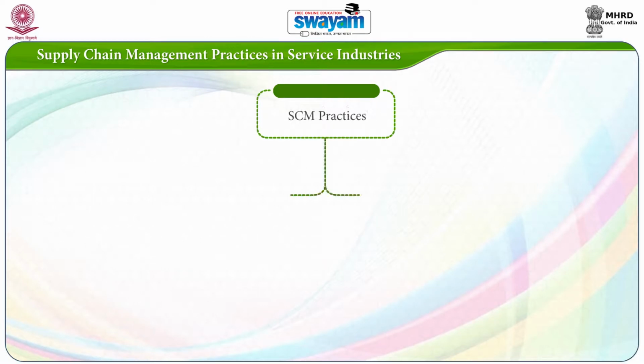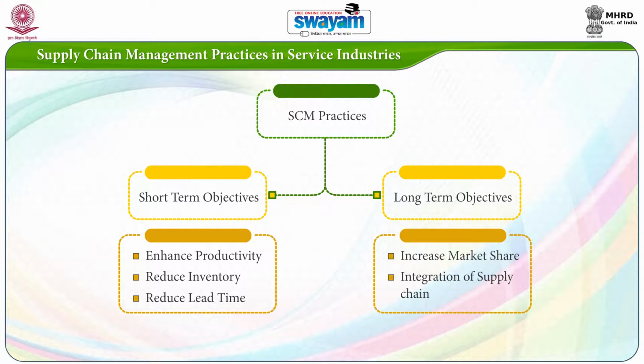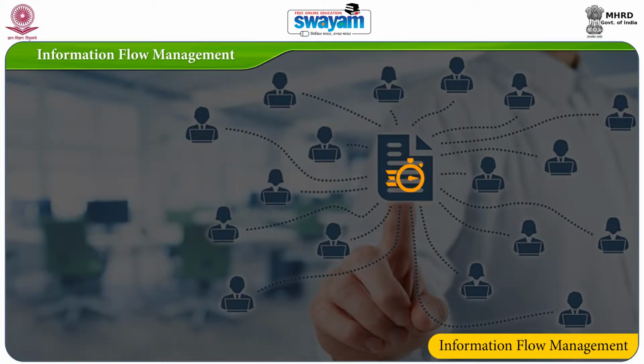The figure projected shows 2 types of objectives, short-term and long-term objectives. The supply chain management practices in service sector are information flow management. Let's see one by one. The first one is information flow management.